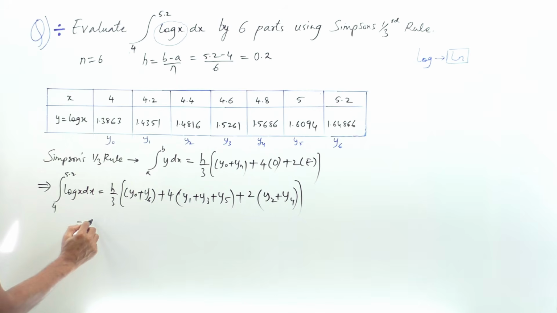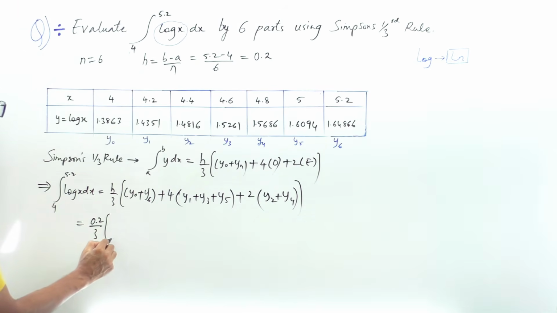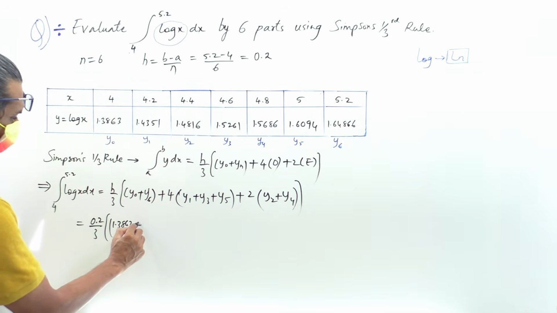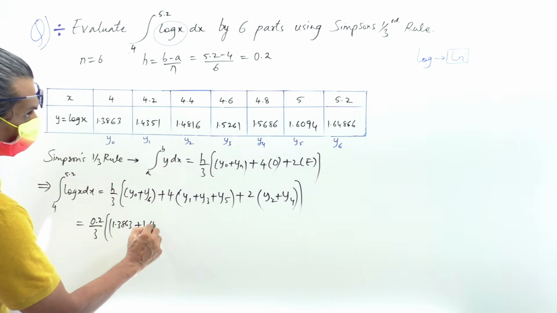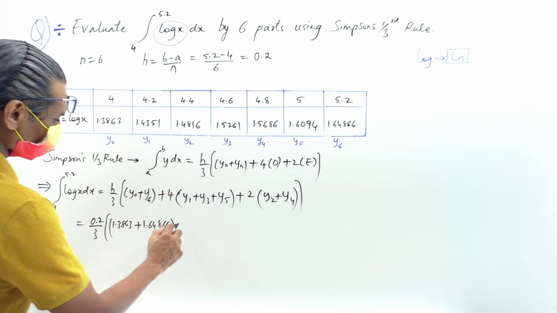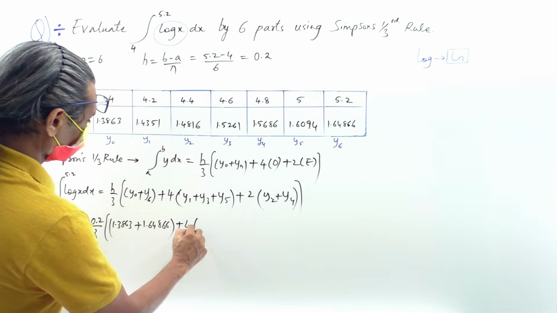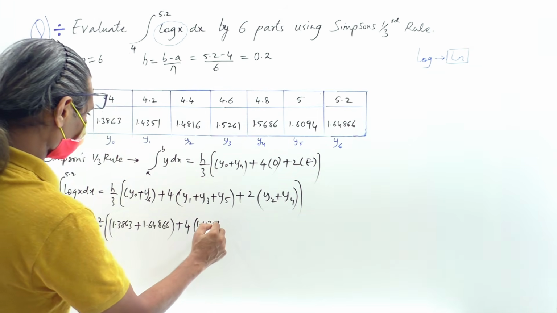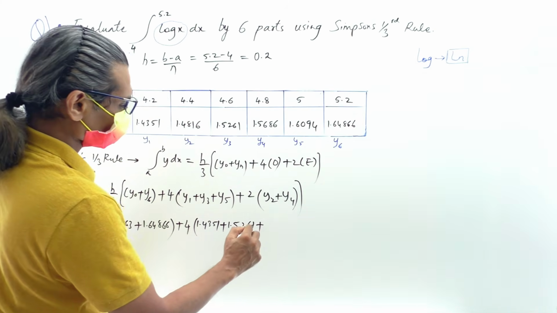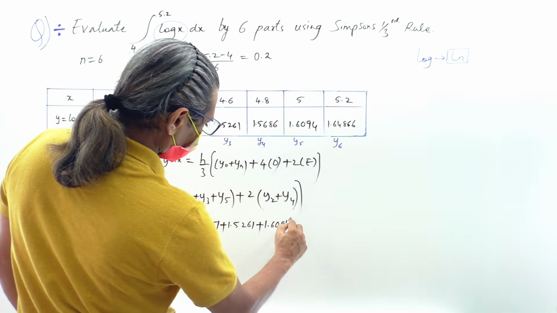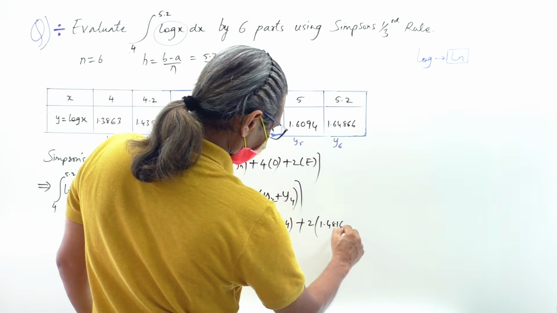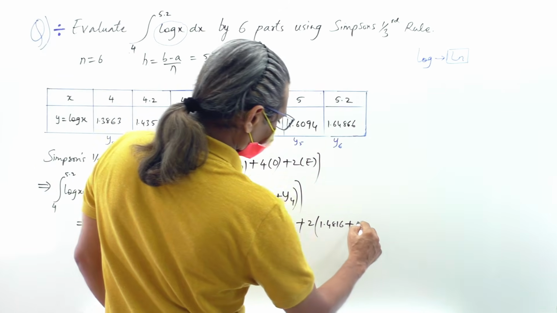Therefore, h is 0.2 over 3 into, let's put the values here: 1.3863 plus 1.64866, write clearly, plus 4 into 1.4351 plus 1.5261 plus 1.6094, plus 2 into, what are the evens? 1.4816 plus y4 is 1.5686. That's all.